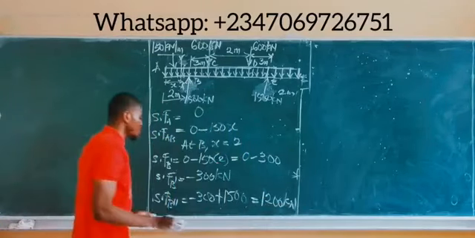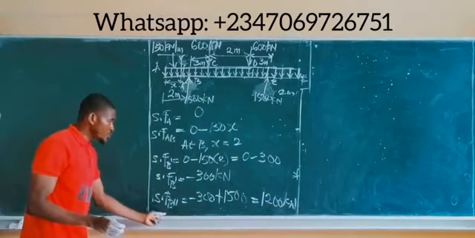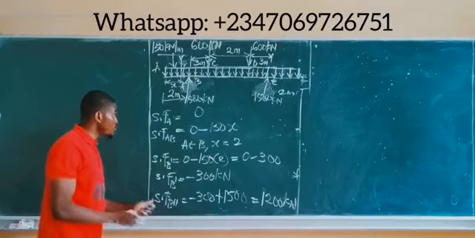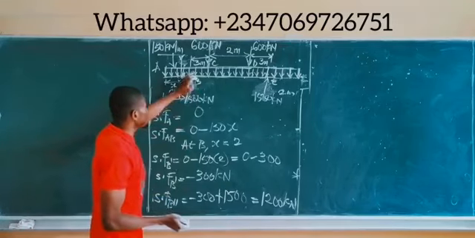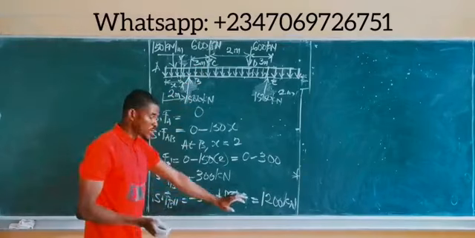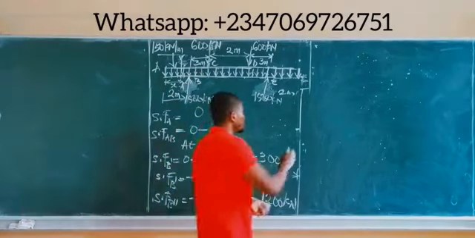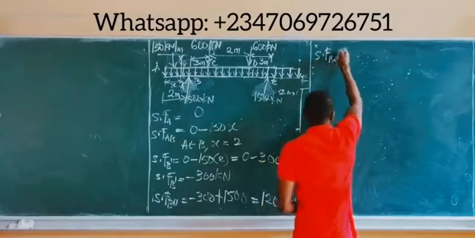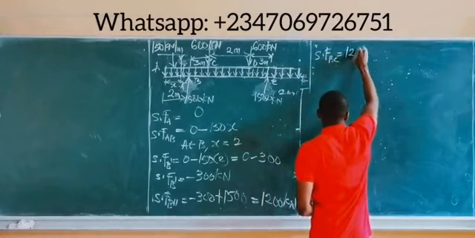So it means the shear force at point B is equal to 1200 kilonewtons. Now this force moves somewhere along B to C. This same force, 1200 kilonewtons, we simply call shear force BC. So break down the force, 1200 kilonewtons.